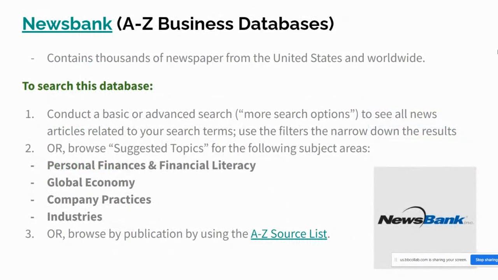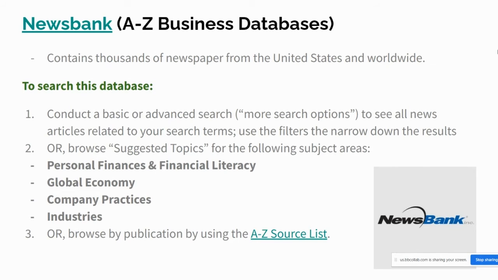The next database I'm going to demonstrate is Newsbank, which contains thousands of newspapers from the United States and from across the world. This one's a little bit different. To search this one, you can conduct a basic or advanced search to see all the news articles related to your search terms, or you can use the filters to narrow down your results, or browse the suggested topics function for any of the following subject areas, which fall under the field of business. The suggested topics in Newsbank related to business are personal finances and financial literacy, the global economy, company practices, and industries.